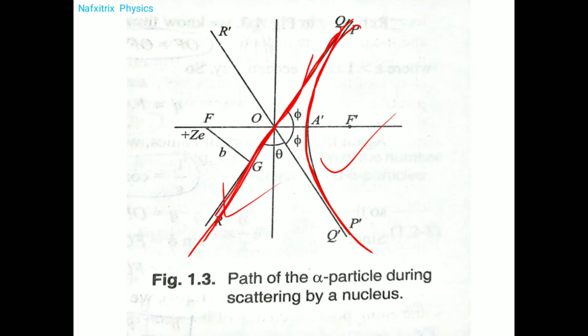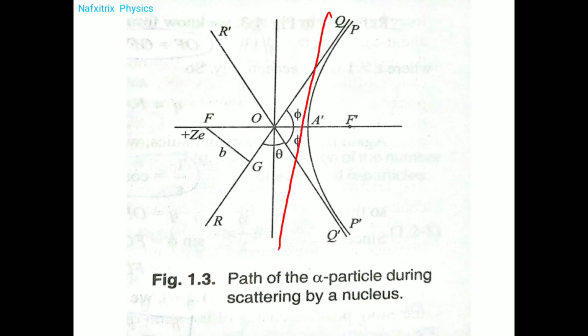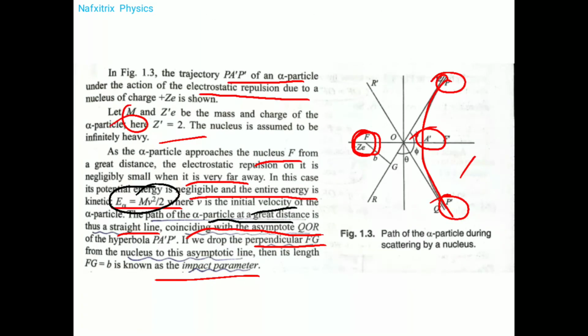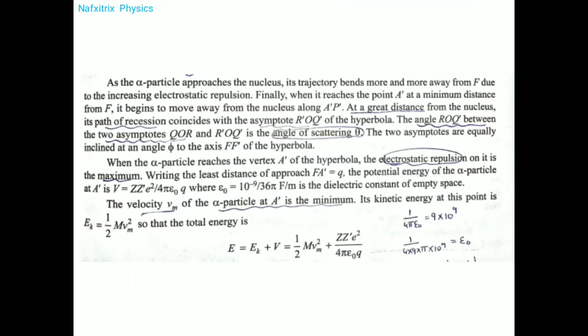So if it had gone in this direction, the closest distance of approach is b, that is nothing but the impact parameter. If it has approached in some other direction like this, then likewise. If it has approached in this direction, the impact parameter would have been different. If it has approached this direction, the impact parameter would have been this. So for different directions of approach, there are different impact parameters, that also we'll see. So this is nothing but the impact parameter.